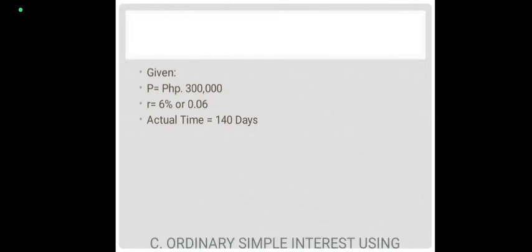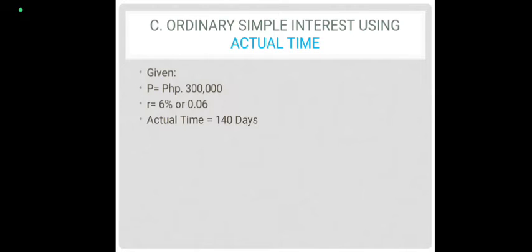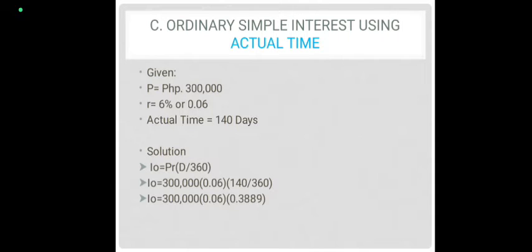Next, we have our ordinary simple interest using actual time. In ordinary simple interest, we will divide the 140 days by 360. Last time we have 365, but this time we have 360. So this is the formula. The ordinary simple interest is equal to principal multiplied by rate multiplied by days divided by 360. So just substitute the values here.